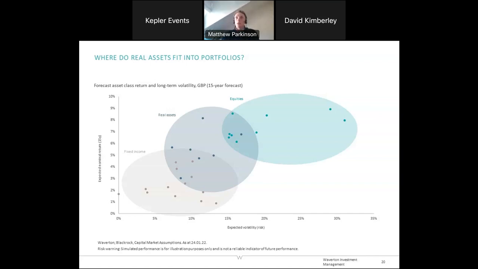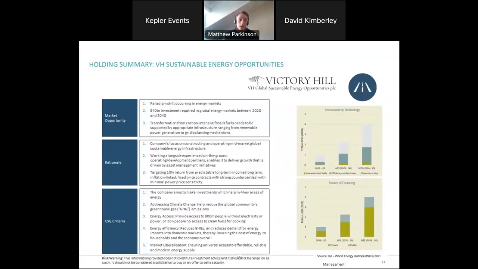And finally, one good example of an investment within real assets is Victory Hill Sustainable Global Sustainable Energies Opportunities Trust. This is an investment trust listed on the LSE within the infrastructure segment of real assets, is how we classify it. The trust is designed to provide vital infrastructure to support the energy transition. The company really focuses on investing in mid-market infrastructure deals and working alongside experienced development and operating partners who really drive the growth in the asset.